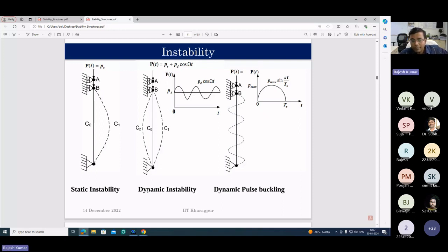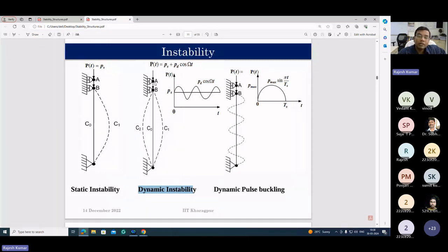The second example I'm showing is dynamic instability. You can see the second figure, which corresponds to dynamic instability. Here the load is static plus dynamic in nature. PS is a static load and PD cos omega T is dynamic in nature. So this is the combination of static and dynamic loads. The maximum value of cos omega T is 1 and the minimum value is -1. So what is the value of P of T? PS plus PD, and PS minus PD.